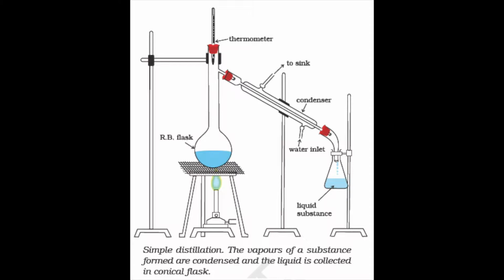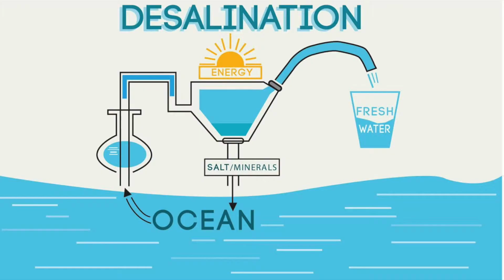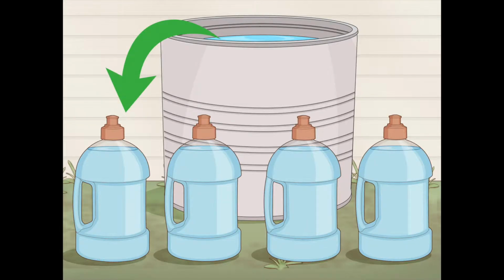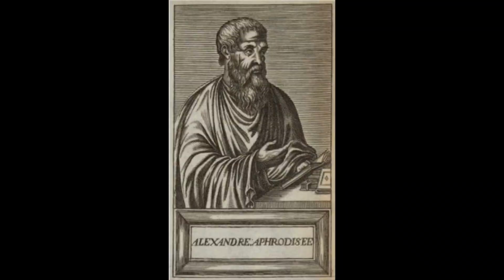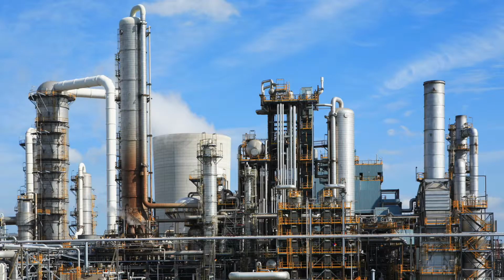Distillation is used in chemistry to separate and purify liquids. It is also one of the oldest methods of desalinating water, as we had just seen. Distilled water dates back to at least 200 AD, when it was described by Greek philosopher Alexander of Aphrodisias.